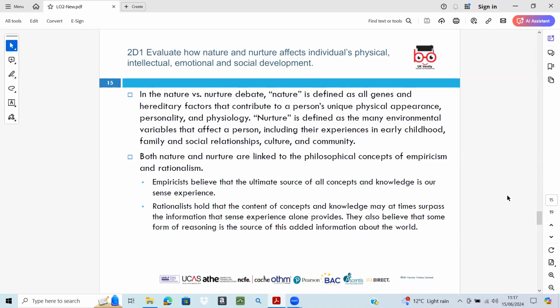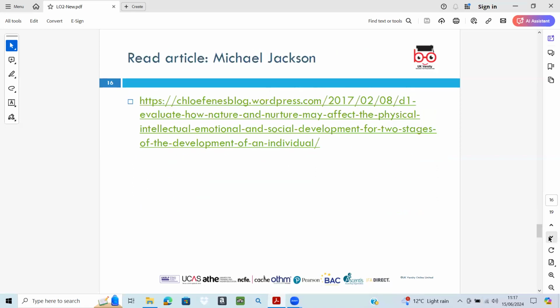So now move to the next slide. Here you all have to read an article. You all can read that article. We have the link here.